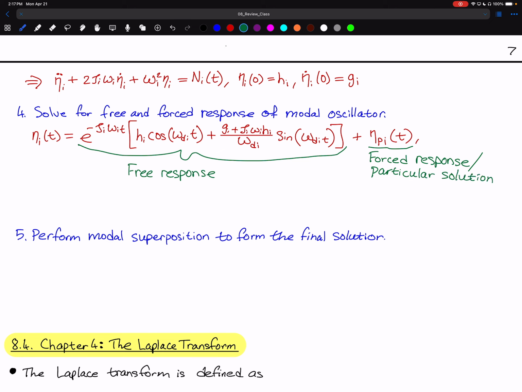And here, this omega sub d i is equal to omega i times the square root of 1 minus zeta i squared, where we've gone ahead and assumed the system is underdamped, or each mode is underdamped here. If they are not underdamped, then you need to go back and look at what we did for single degree of freedom vibrations, what the solution was for critically damped and overdamped, and then use those instead.